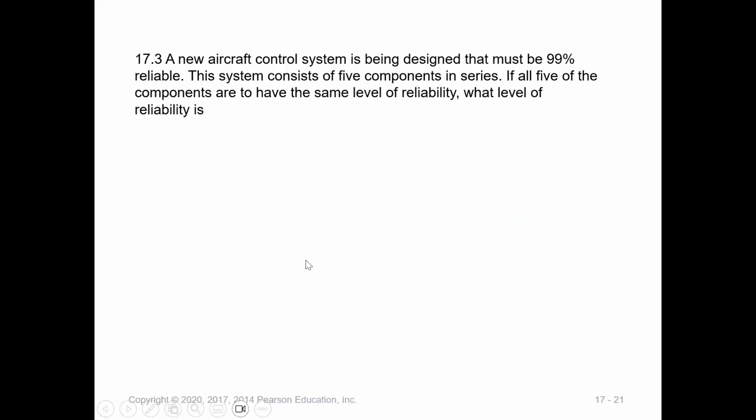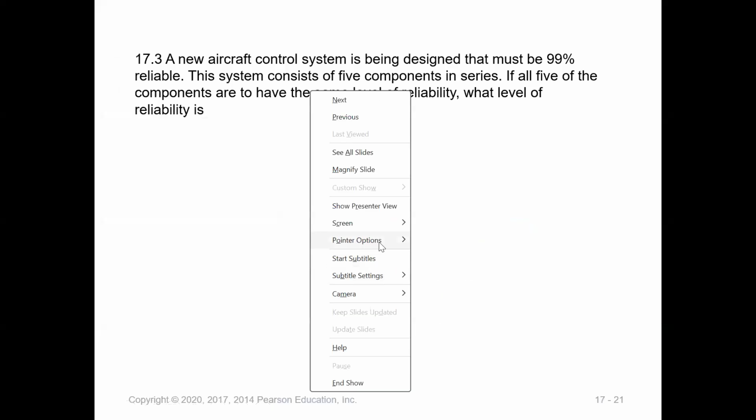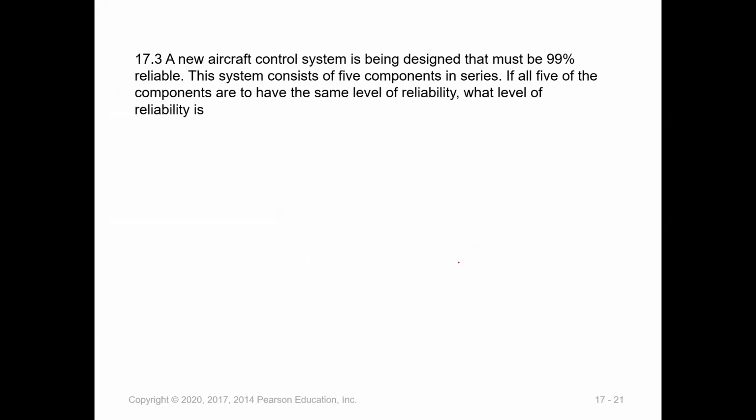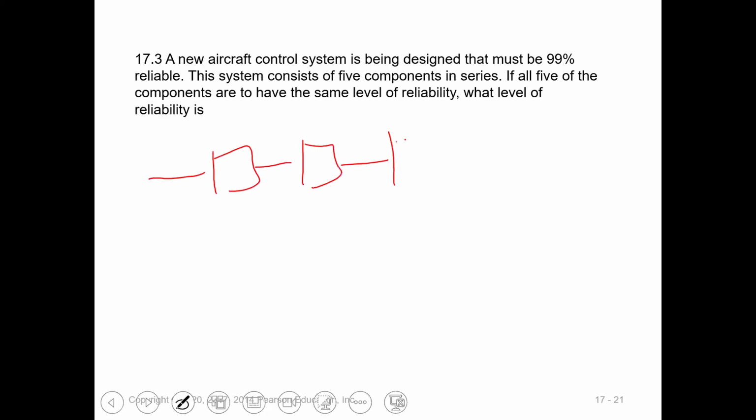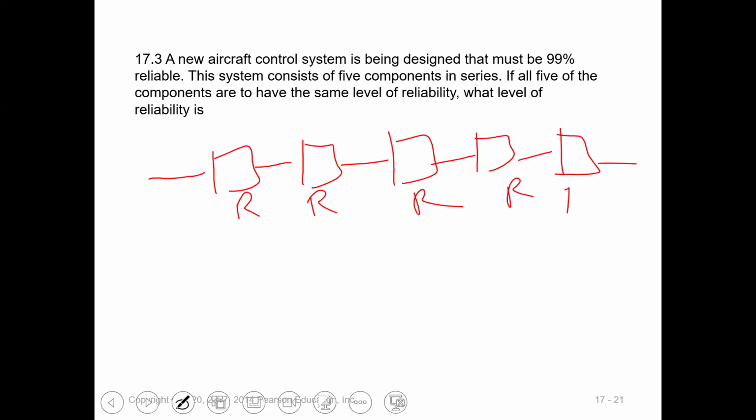So here we are given the system reliability. A new aircraft system is being designed that must be 99% reliable. The system consists of 5 components in series. So I just draw 5 components: 1, 2, 3, 4, and 5. And it says they are in series. If all of the components have the same reliability, so all R's are the same, what level of reliability?